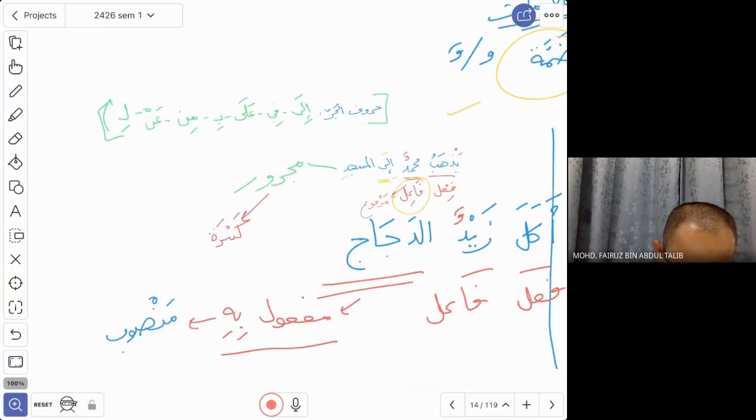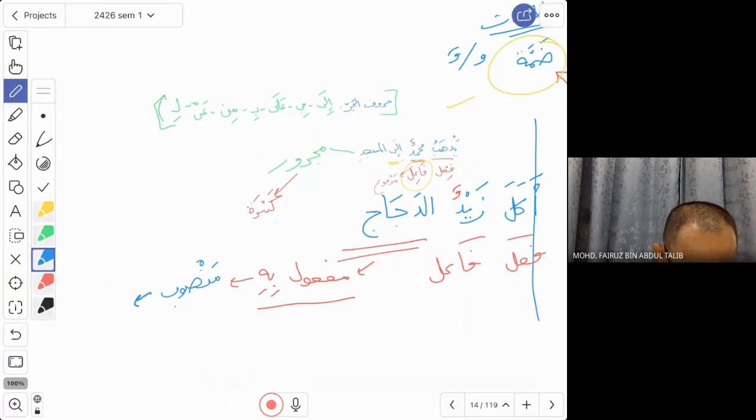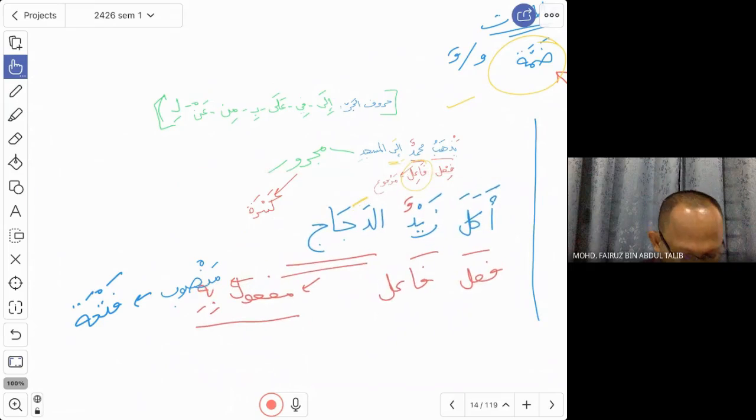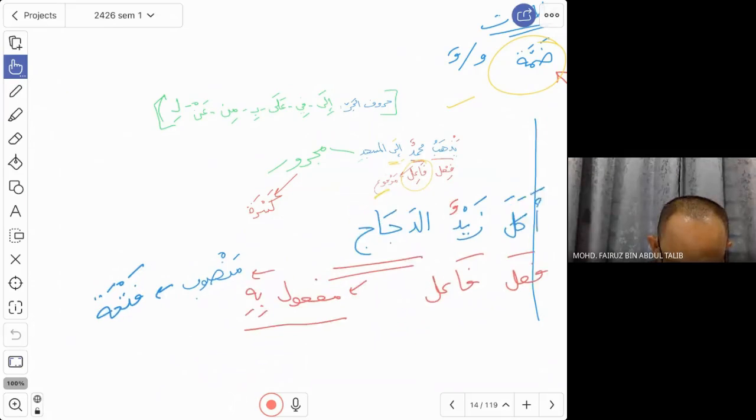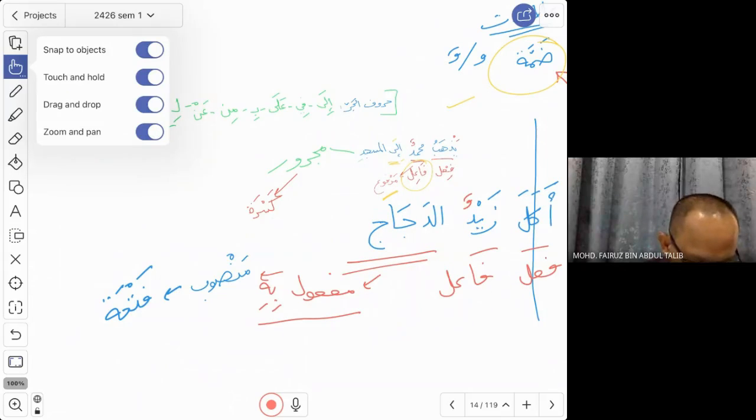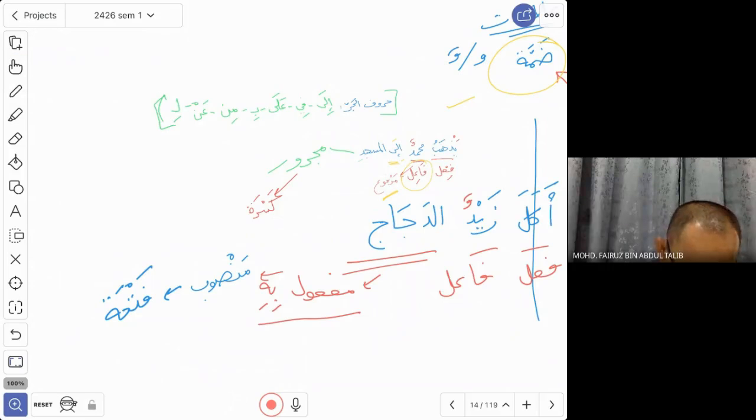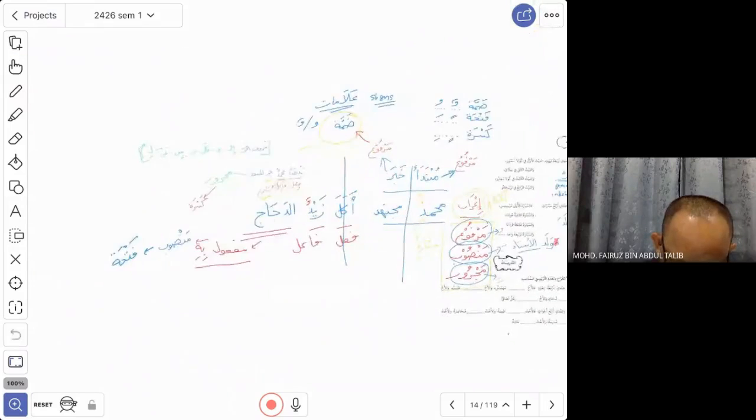And when it is mansub, as we have seen just now, you end it with a fathah. Good. Therefore, for the word dajaj in this sentence, you have to say akala zaidun ad-dajaja. Let's say akala zaidun ad-dajaju, no. It must be akala zaidun ad-dajaja. Okay, so this is just a summary, a revision about this marfu', mansub, and majrur.